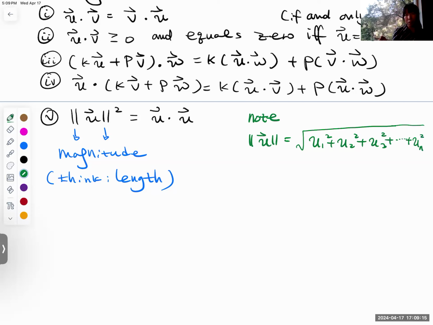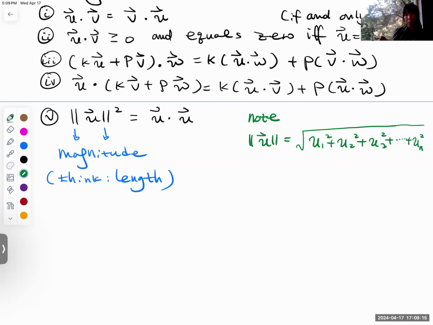All right, so let me prove the last one. Proof: the magnitude of U squared is the dot product of U and U, okay? So we know that the magnitude of U, if we indicate the three components, there will be U sub 1 plus U sub 2 plus U sub 3 and square them, right? By the definition here.